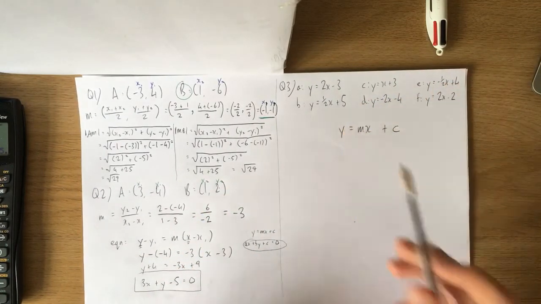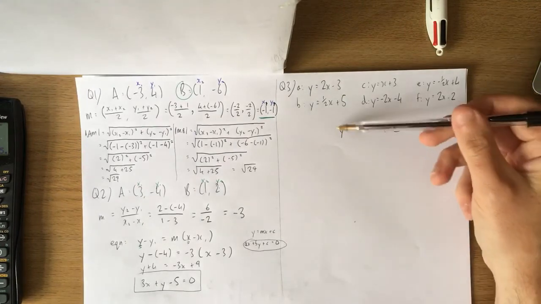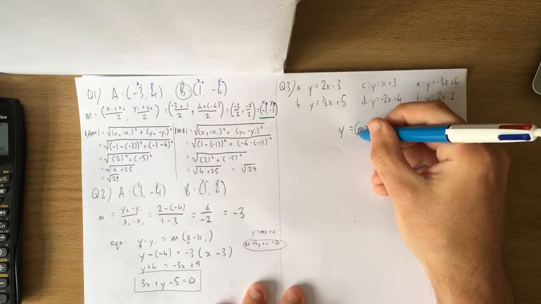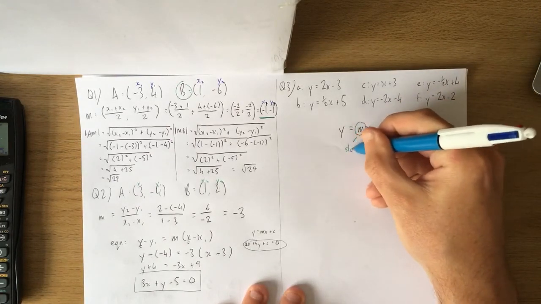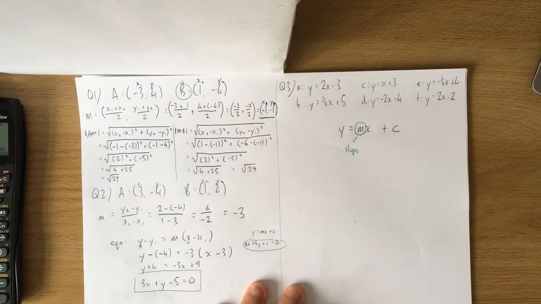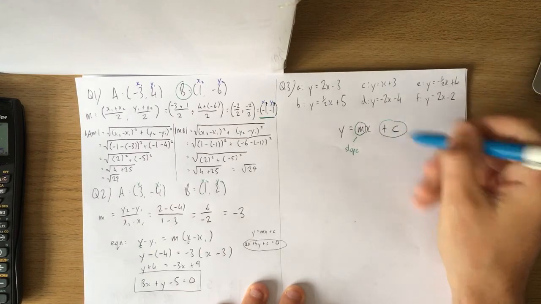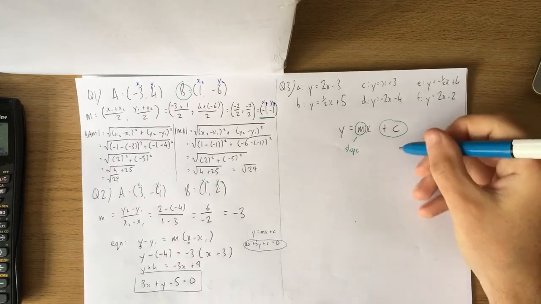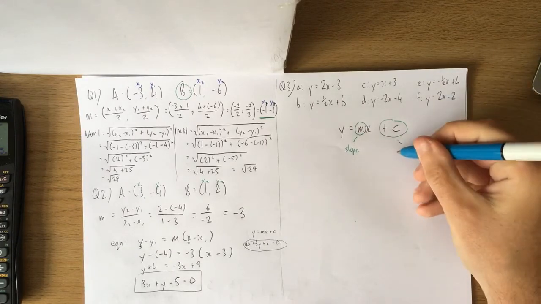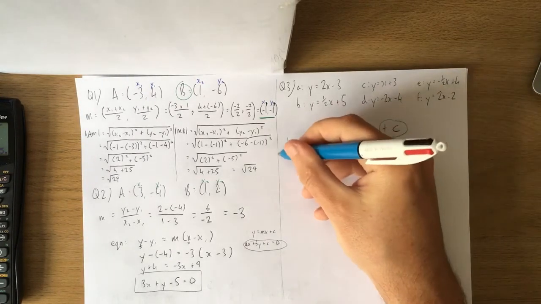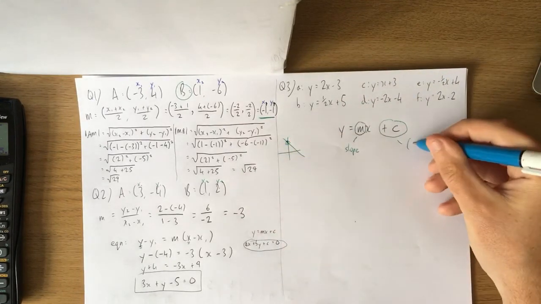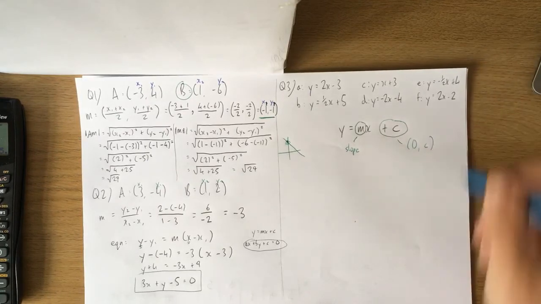When y is on its own on the left hand side, so it doesn't have a coefficient, a number in front of it, what can I tell? Whatever is in front of the x is the slope. So whatever number is in front of the x, that's the slope of your line. And then the c, the number on its own at the end, that's where the line cuts the y-axis. So if the line looked like that, that point is 0, c.